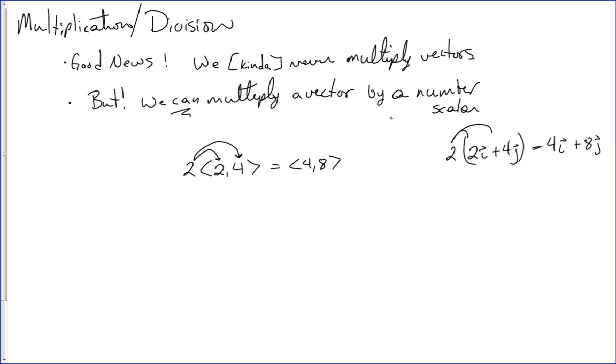And that's it. That's it for multiplication. So you're going to take a number, which is called a scalar, and just distribute it through your vector. Whichever format it's written in, you're just going to distribute it through your vector, and that is all.